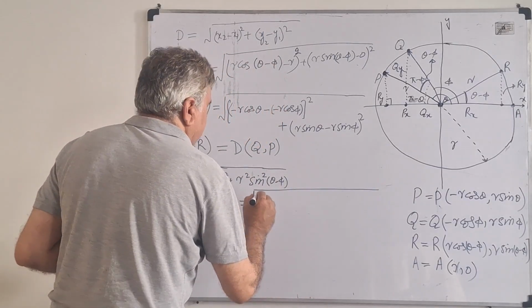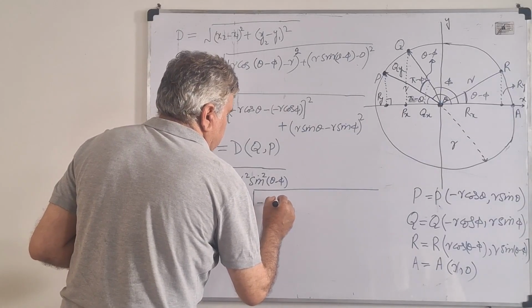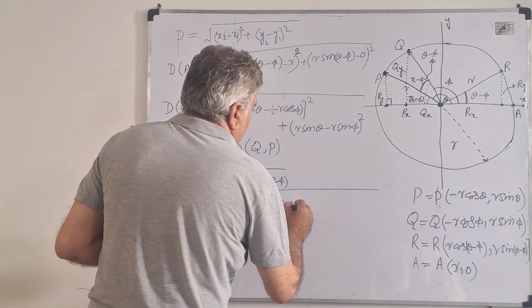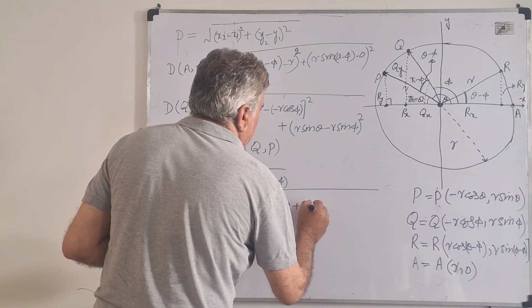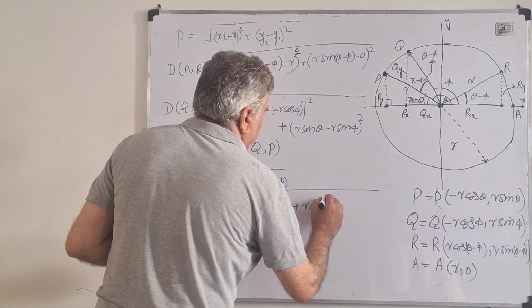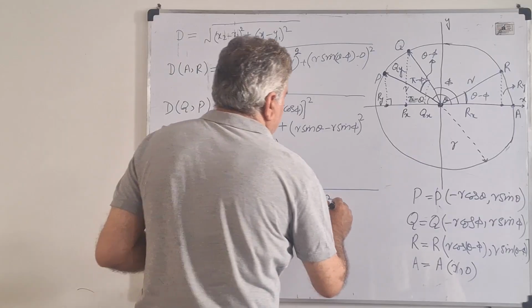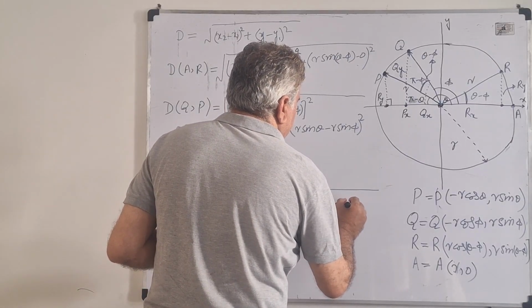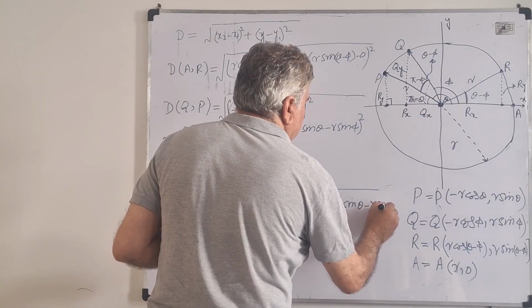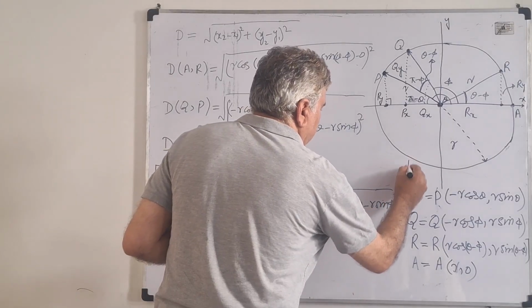the square root of minus r cos theta plus r cos phi, whole squared, plus r sin theta minus r sin phi, whole squared.